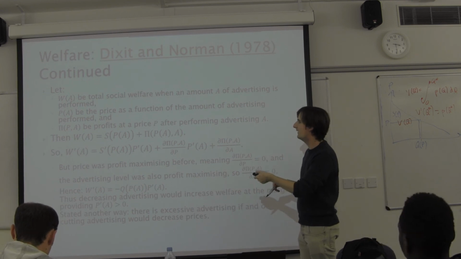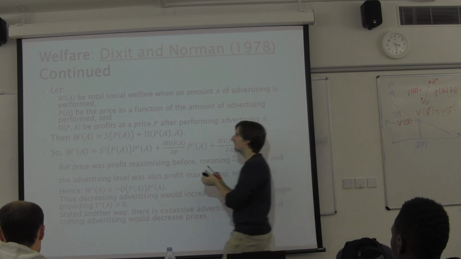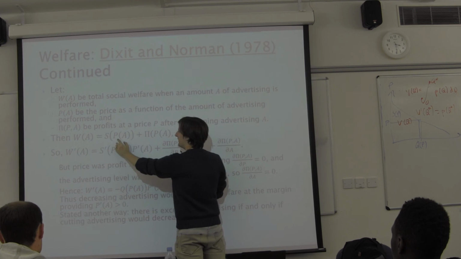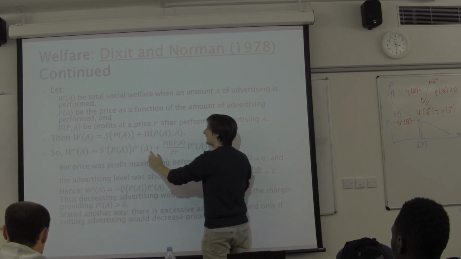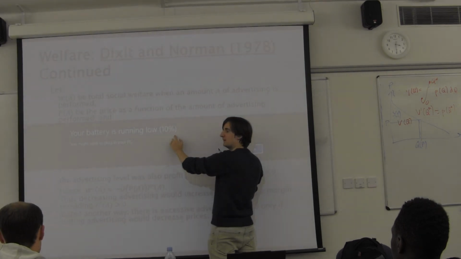Okay, so what's social welfare? Well, social welfare is consumer surplus plus profits. So welfare is the consumer surplus at a price given the amount of advertising, plus the profit, with the price being a function of the amount of advertising, and the amount of advertising.